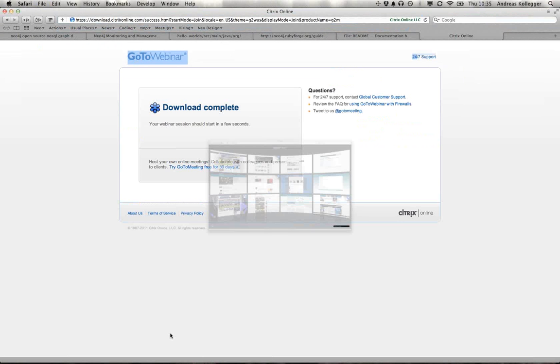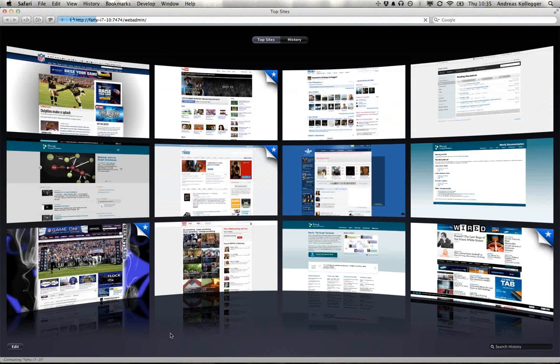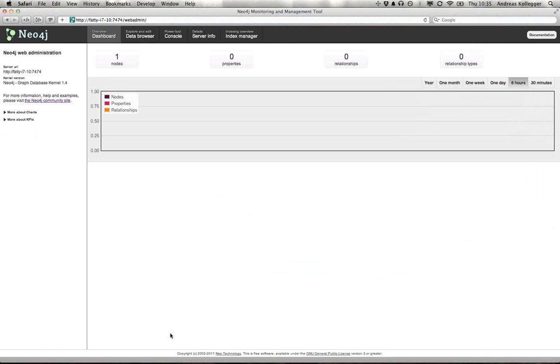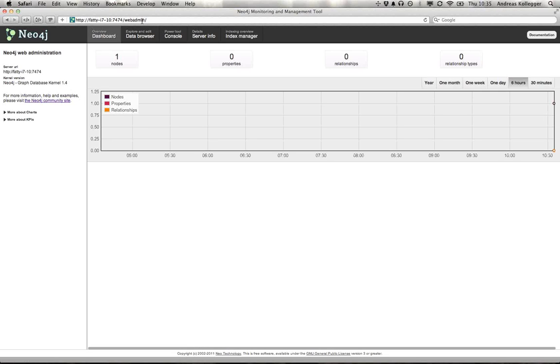Oh, and I'm just going to create a new window here for it. So this happens to be my beloved fatty MacBook laptop here, so the address is a little strange. But I go ahead and go to that address, and it redirects me to the web admin. You can see the web admin subdirectory that I just pointed me to.